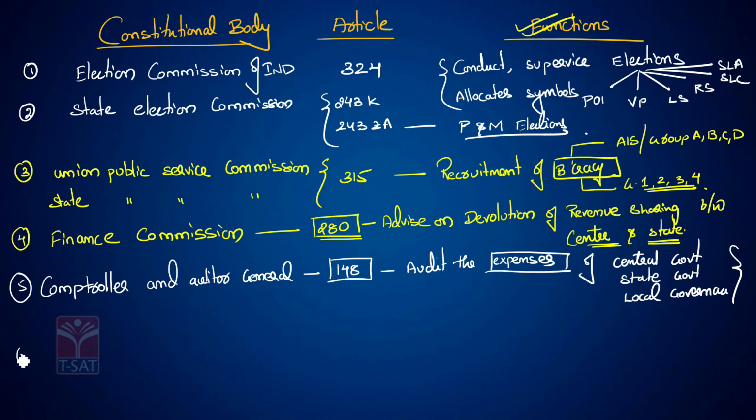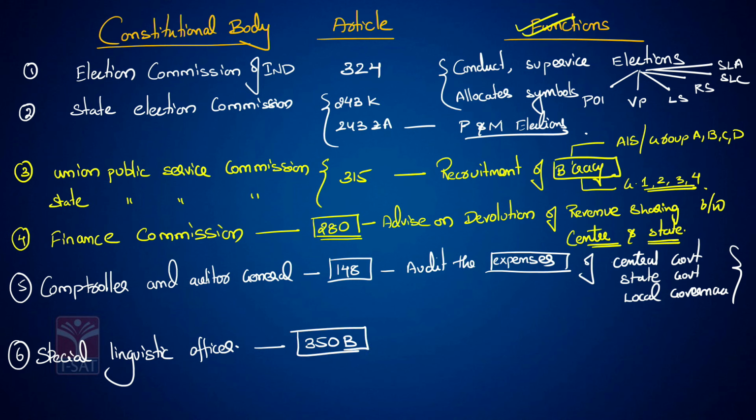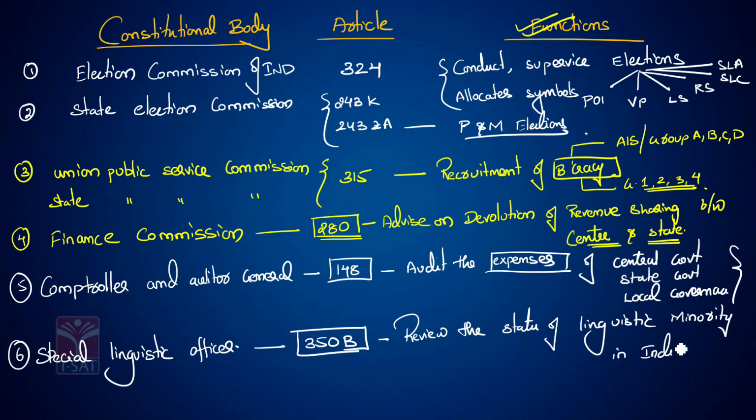Let me write down one more here. Special Linguistic Officer. You have someone called Special Linguistic Officer, Article 350B of the Indian Constitution. Article 350 capital B. They will review the status of linguistic minority in India.